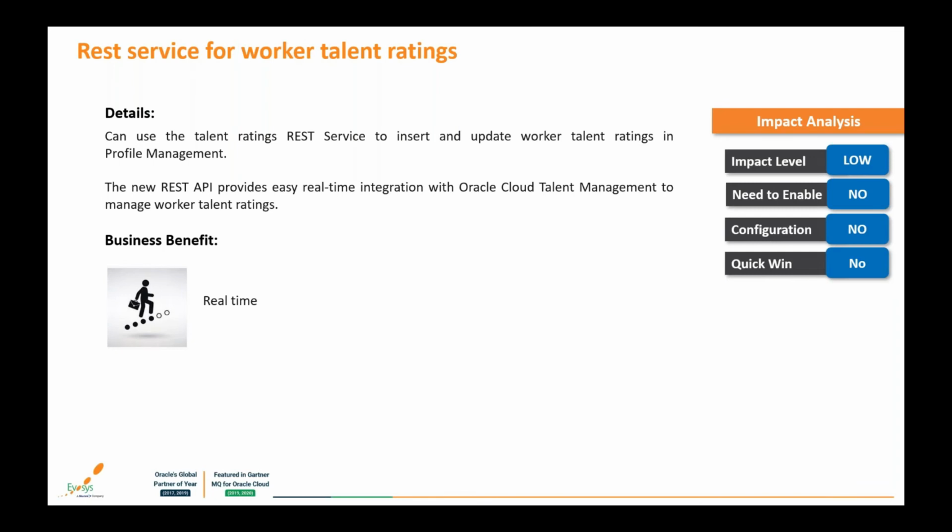and we don't need to extract the data all the time using HCM extracts or reports and put it in a different SFTP and get the data into a specific chatbot. So that was the legacy approach. Now with the use of APIs, it is more realistic, and every time there is an update, it automatically gets integrated and you can pull out that data for worker talent ratings.